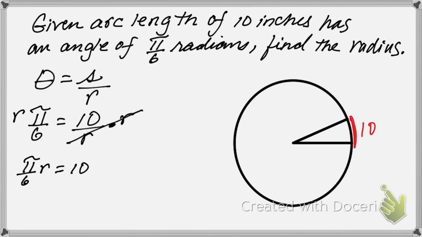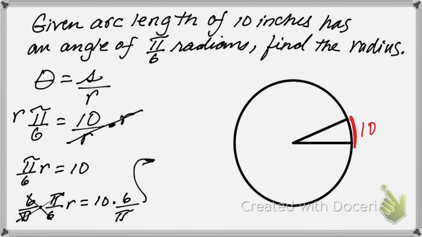And then solving for r, I'm going to multiply both sides by 6 over pi, because that'll eliminate the pi over 6 over here and isolate r. And then what does that leave me? That leaves me with r equals 10 times 6, which is 60, over pi. Okay, and there we have it. Again, that's a calculator key, and you will be finding the value to the nearest tenth.